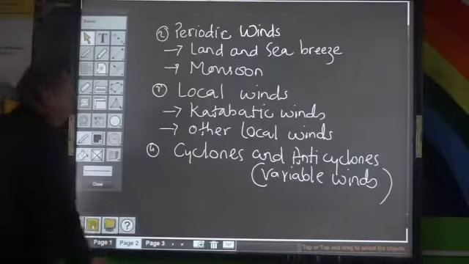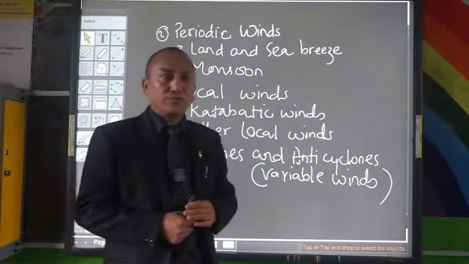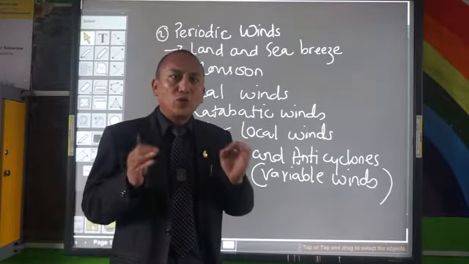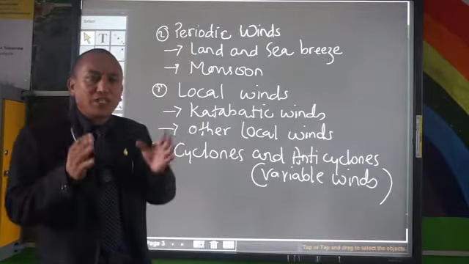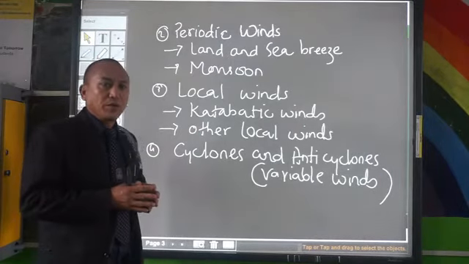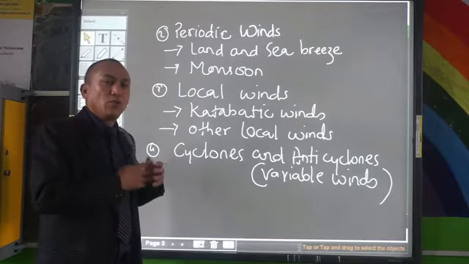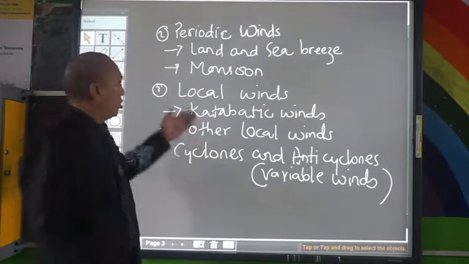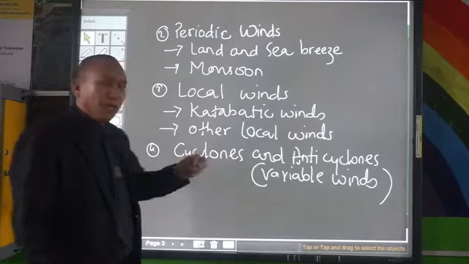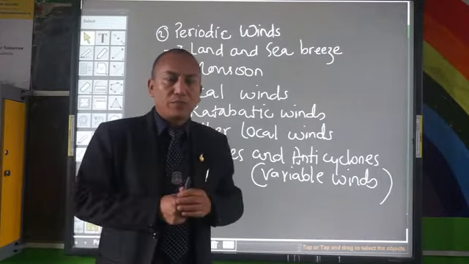Now let's go further. Now let's see the local winds. What are the local winds? Local winds are those winds which blow in a particular area, in a small area, for a short duration of time. They don't blow constantly throughout the year, and they don't blow in a large area.